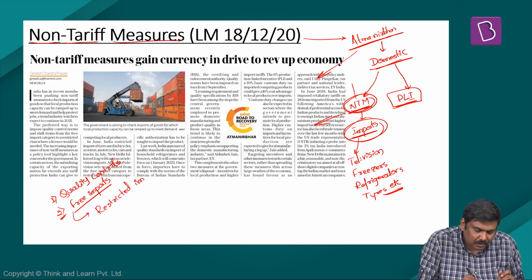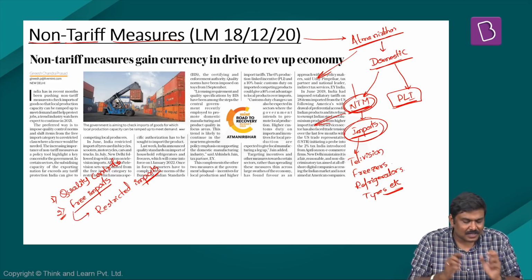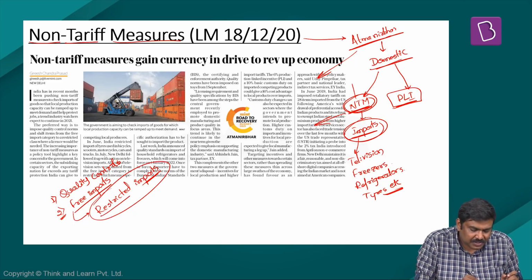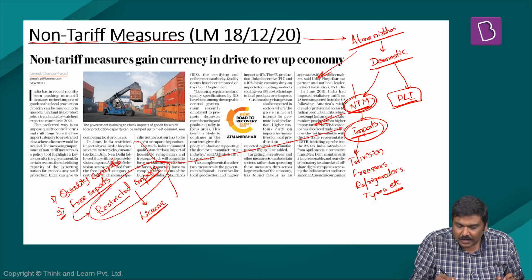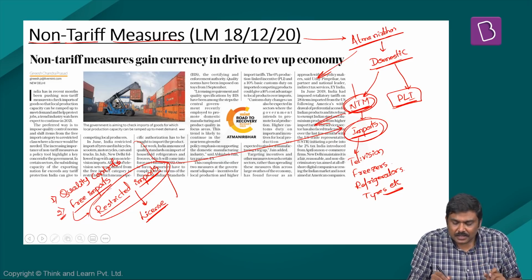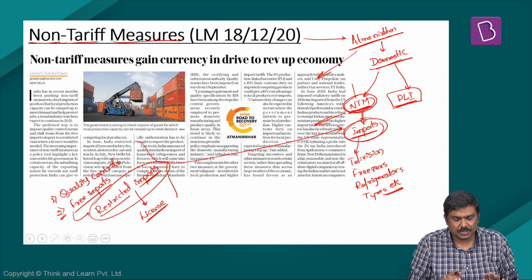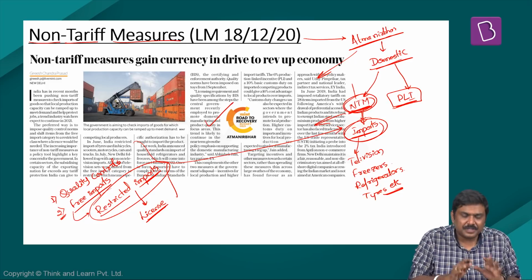Now, what is the impact of this? When any import is shifted or recategorized like this, especially under the restricted imports list, importers are compelled to take a license before they are allowed to import. So these two strategies are being used by the Government of India in imposing certain non-tariff measures on imports. So these are some of the important points mentioned in the article.